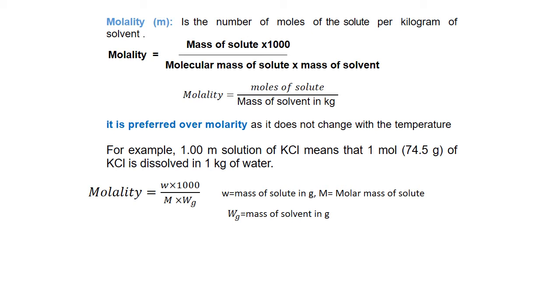Molality is the number of moles of the solute per kg of solvent, and the formula for it is given as mass of the solute multiplied by 1000 divided by molecular mass of the solute multiplied by mass of the solvent. So we can calculate the value of molality by using this formula.